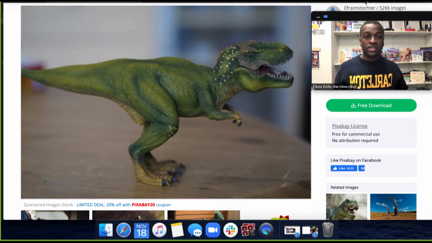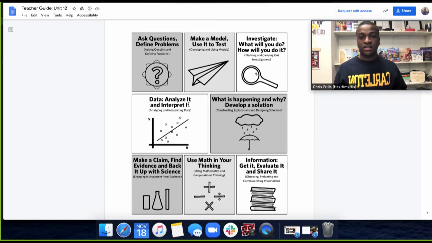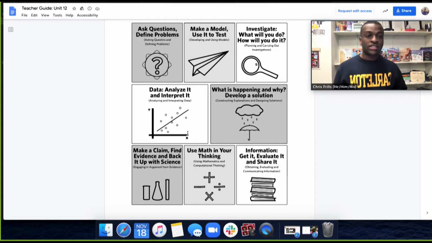Some of the ways that they do this are like this. They use the science and engineering practices. They ask questions, they define problems, they make a model and use it, they investigate, what will you do and how will you do it, with the little magnifying glasses. They look at the data and interpret it. They say what's happening and why and develop a solution. They make a claim, and they use their math and thinking. All these things are what scientists do to make sure they have a full understanding of what happened in the past, as well as make sense of what's happening now.